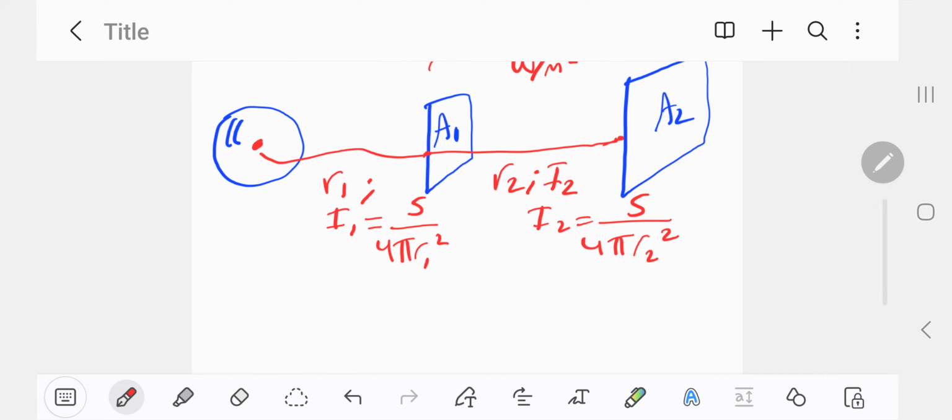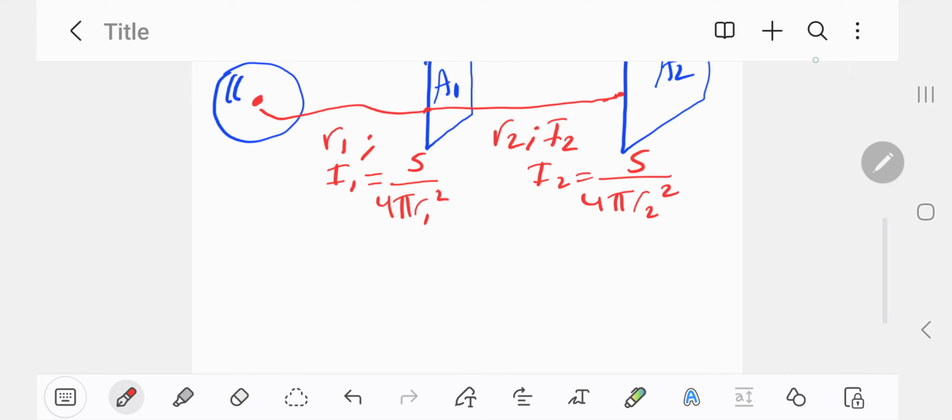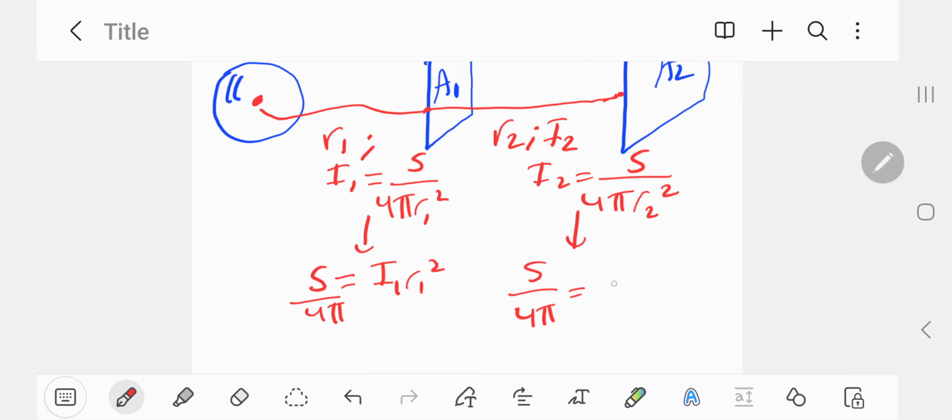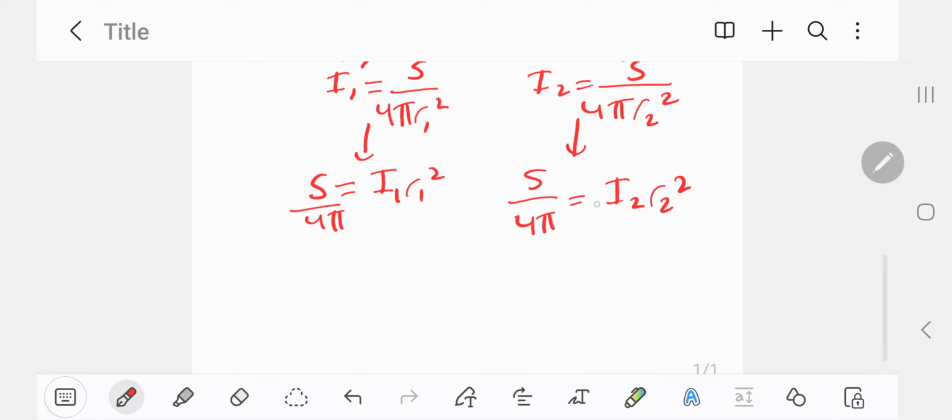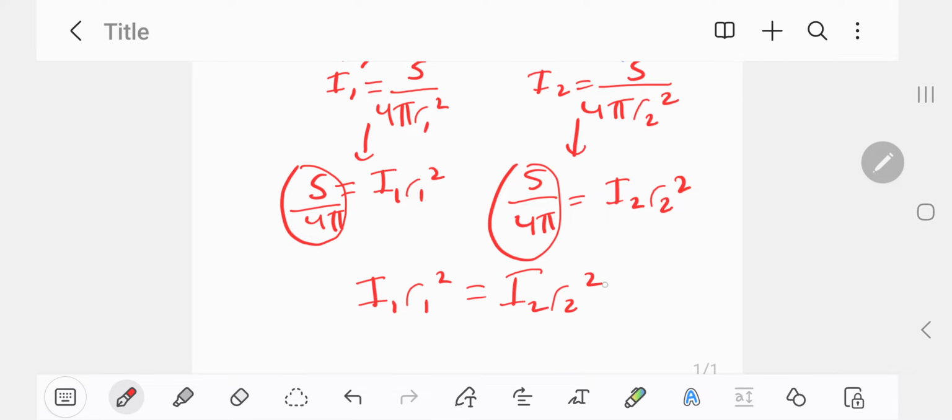Now let's compare the two intensities. Let's rearrange this here. So S on 4 pi is just I sub 1 R sub 1 squared. And similarly, S on 4 pi once again from this is just I sub 2 R sub 2 squared. Because these two expressions are equal to S over 4 pi, we can equate them. And this here is your inverse square law for light.